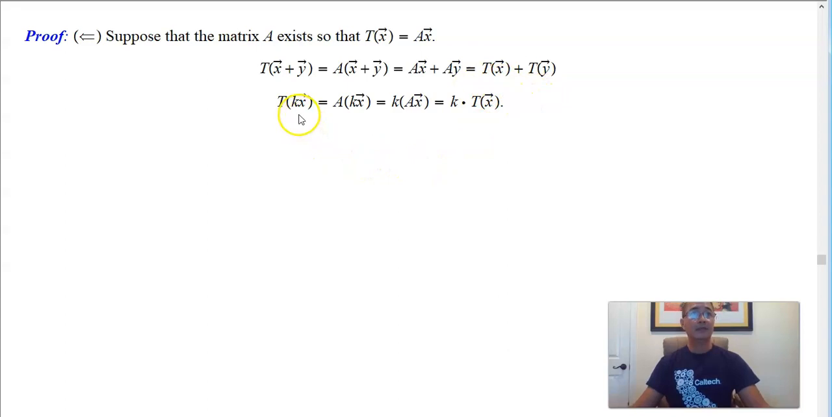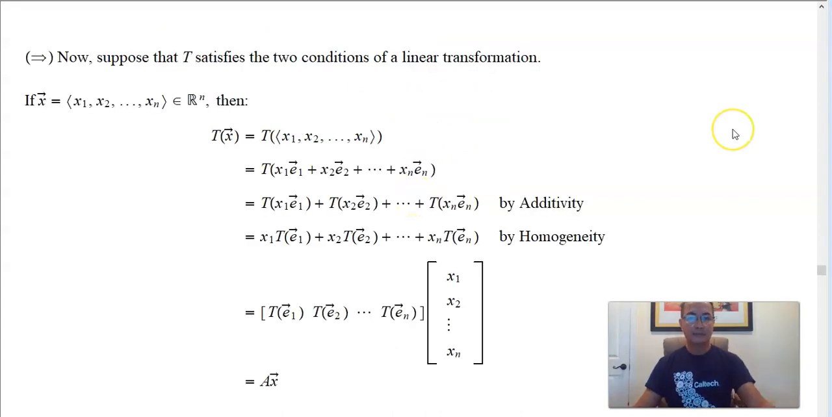And similarly, what happens to kx? You multiply it by A, and you have the homogeneity property for matrix multiplication. Same word. So you can take out the k, bring in the A, but A times x is our T of x. So therefore, that's just k times T of x.